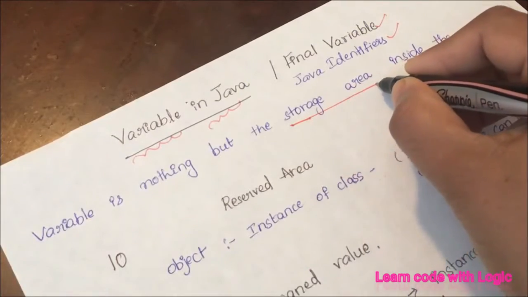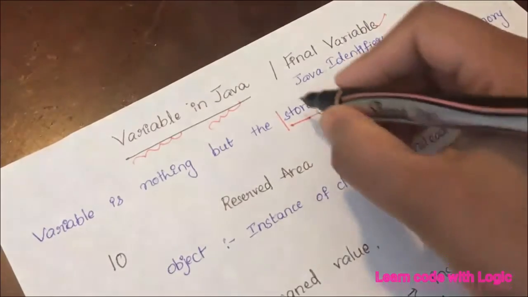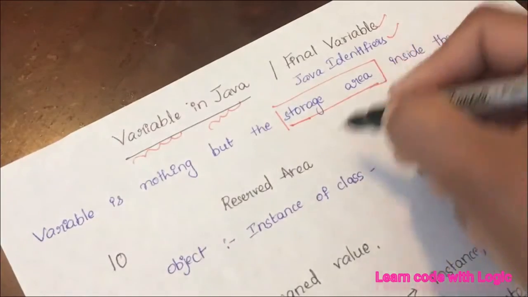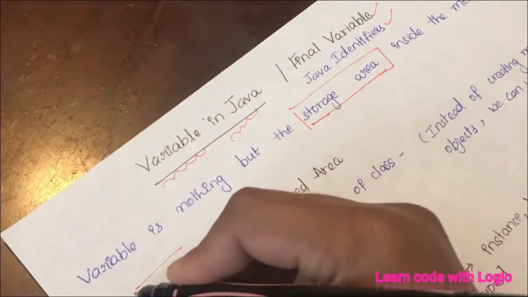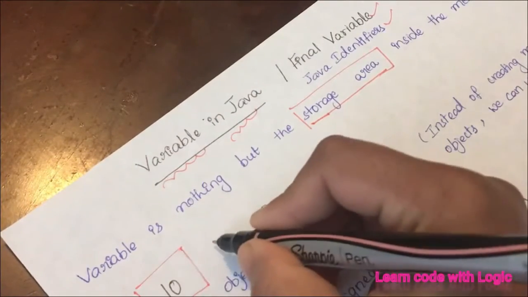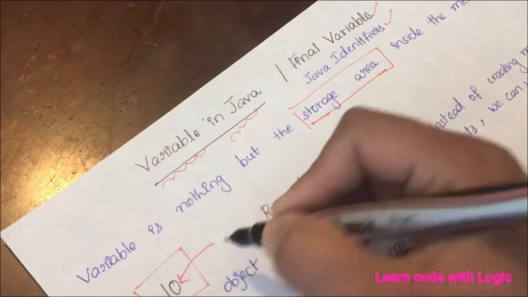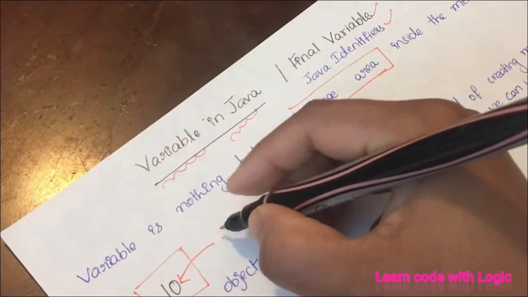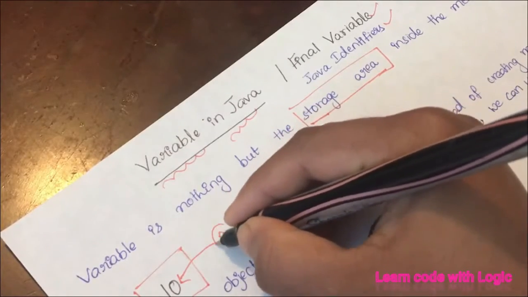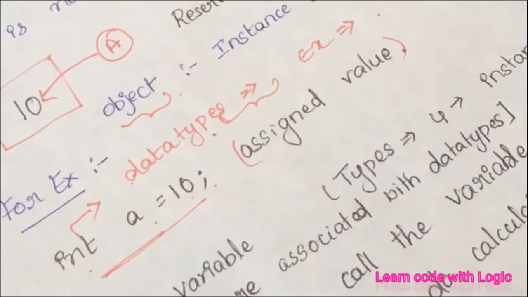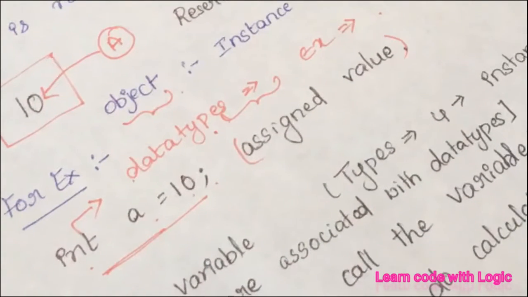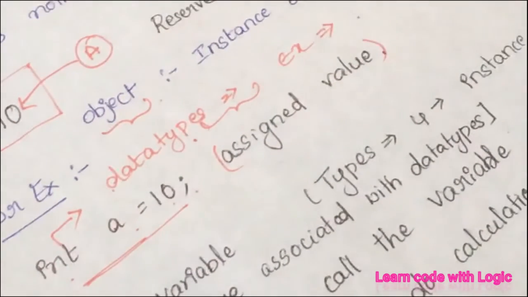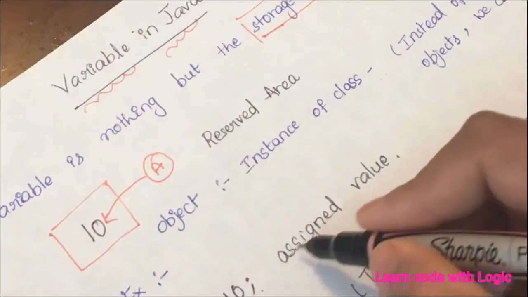Basically, a variable is nothing but a storage area inside the main memory. Suppose this is the main memory. We are allocating one space here and we are assigning a variable here. So this is the example: int a = 10. 10 is the assigned value.